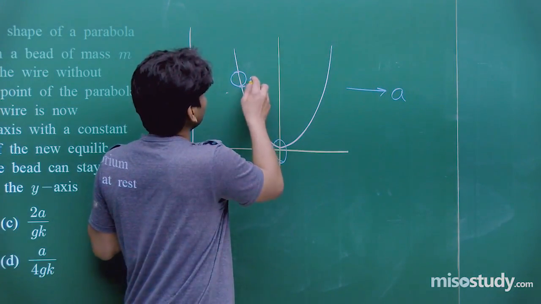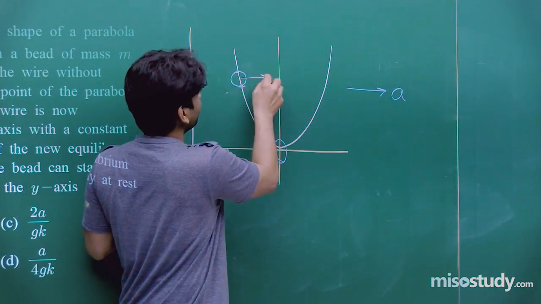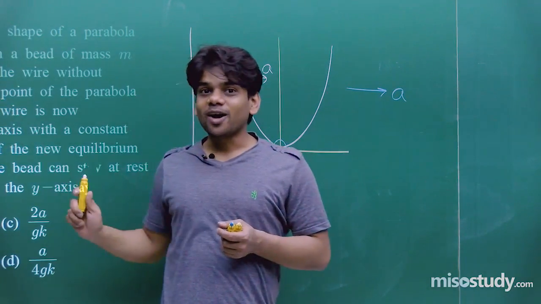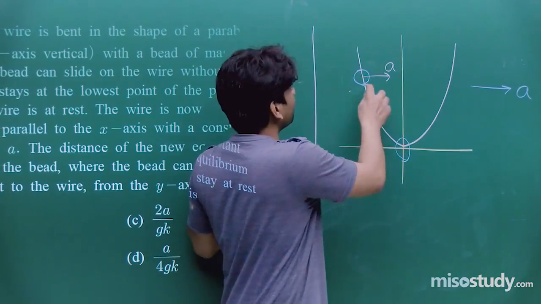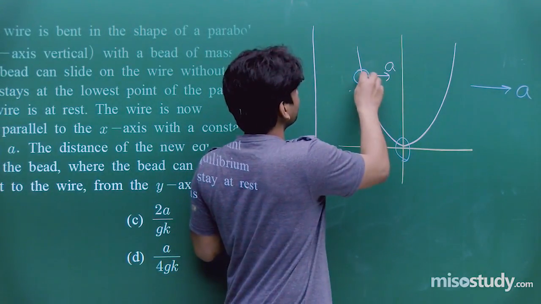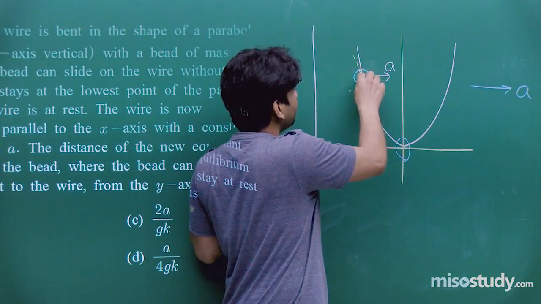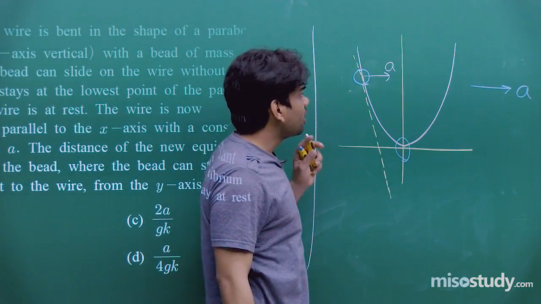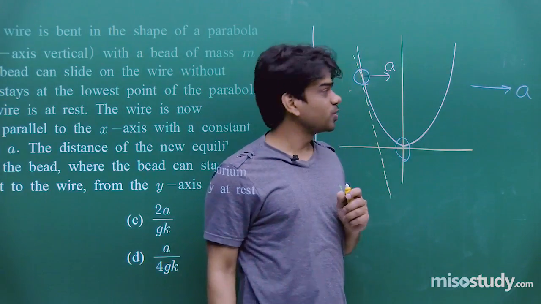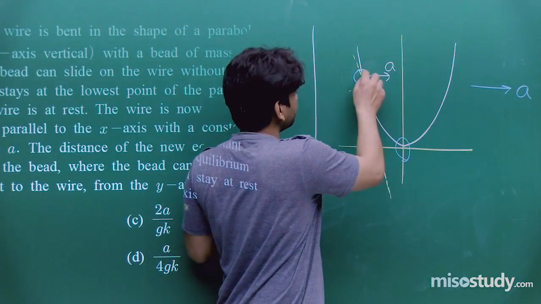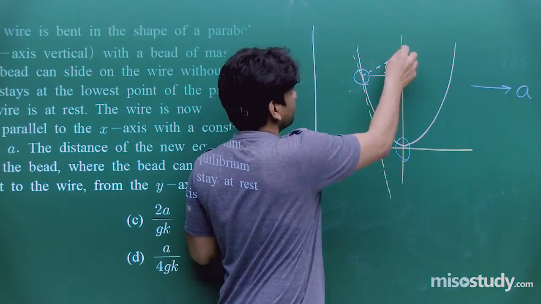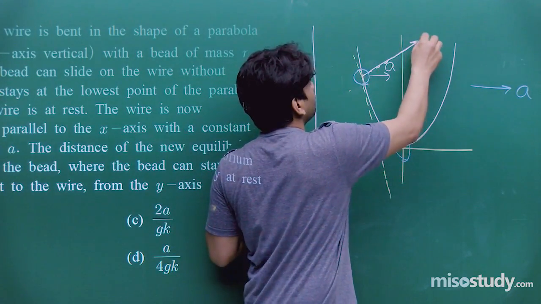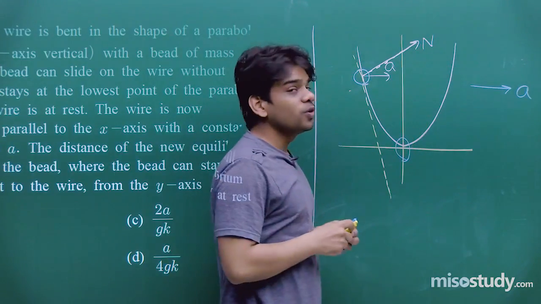Now you see here the acceleration on this bead that is acting would be a. Now try to find out the slope of the curve at this point. If I draw a tangent to this point, it will be somewhat like this. Now you see how we can proceed. If I draw a normal at this point, this will be the normal reaction acting on this bead. So we need to resolve the forces.